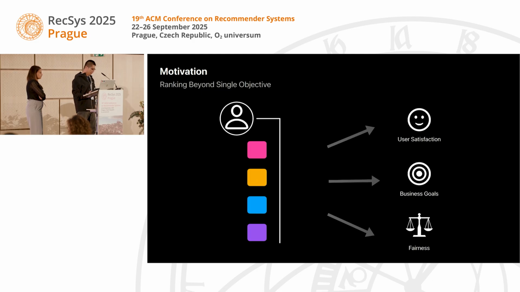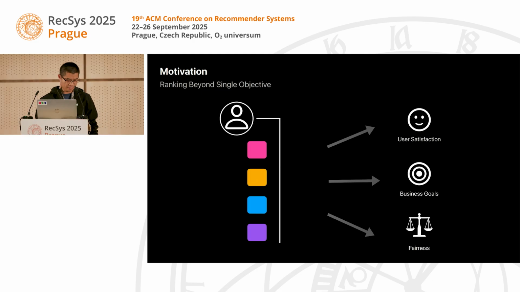Let's begin with our motivation. In modern recommendation systems, we have to balance multiple objectives. This includes not only maximizing the user satisfaction, but also achieving critical business goals and ensuring fairness in our recommendations.